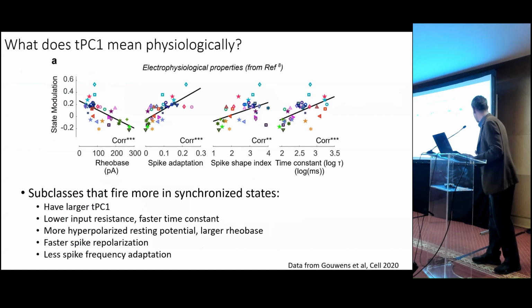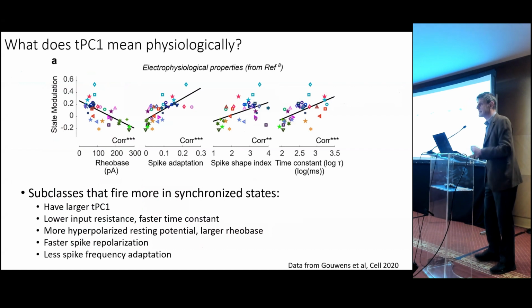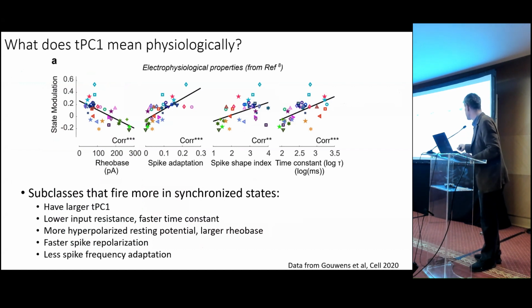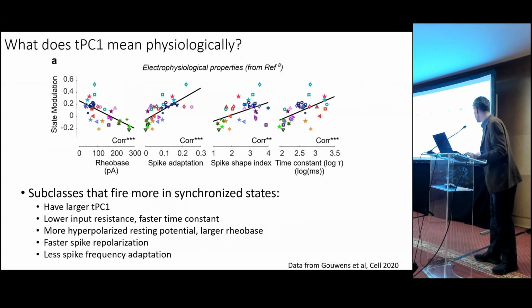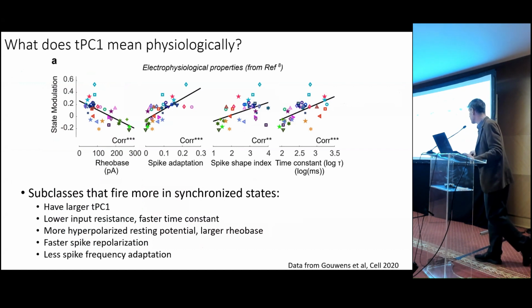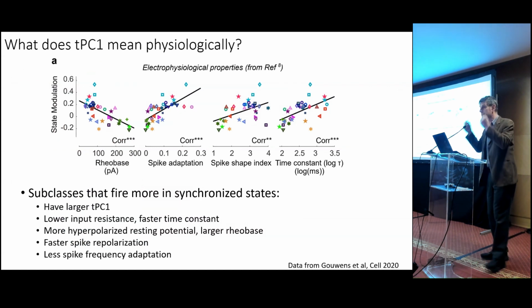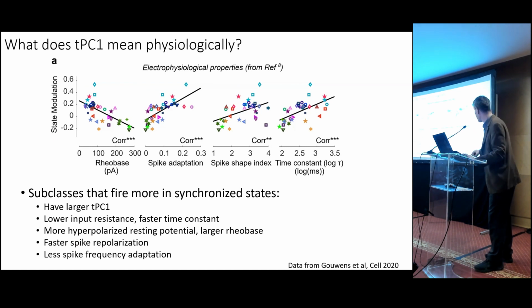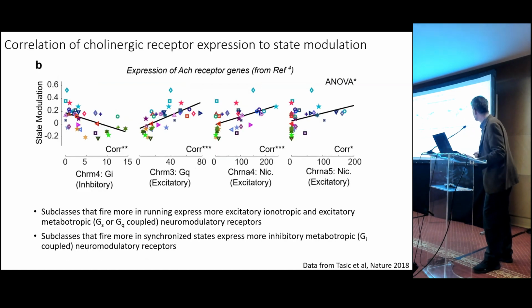If we correlate it again to the Gowans data, you can see that this first transcriptomic principal component correlates with all sorts of in vitro properties of the cells. The subclasses that fire more in the sleep-like synchronized state have larger values of this transcriptomic principal component. They have lower input resistance, faster time constant. They're more hyperpolarized at rest. They need more current to make them fire. They're all adapted to firing rapidly and exerting rapid, strong inhibition on their targets. And they also don't adapt in frequency, so they're giving you strong, powerful, sustained inhibition.